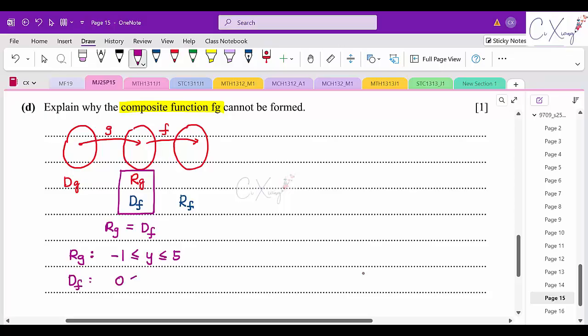And how about the domain of f? In the question, they already give you the domain of f, which is 0 to pi. So do you see that the range of g equals the domain of f, or not? No, right? So that's the reason why the composite function cannot be formed. Because if you want to form it, you have to make sure that they are the same. Therefore, you can just tell them that the domain does not include the whole range of g.